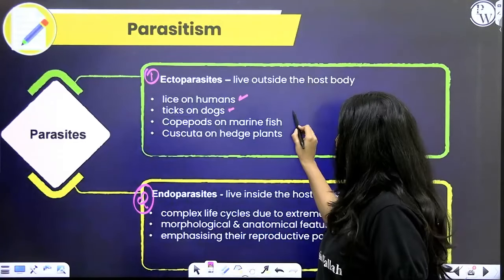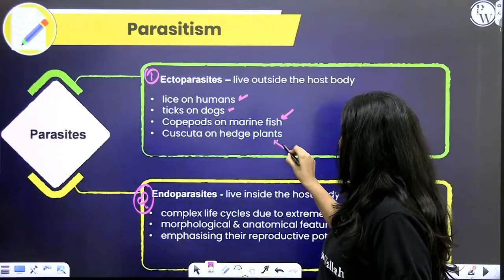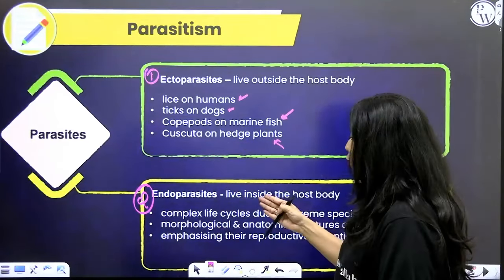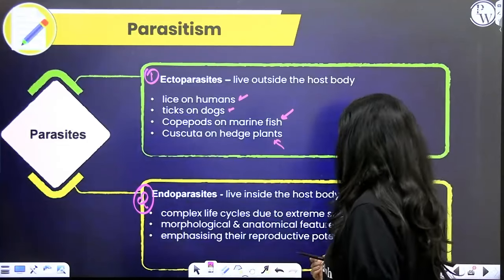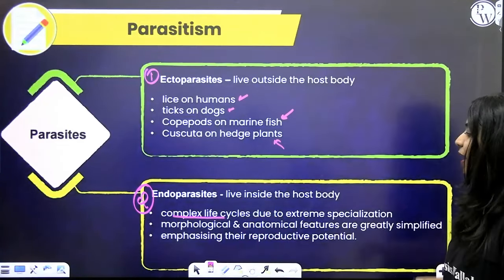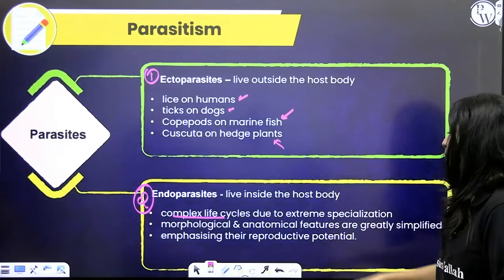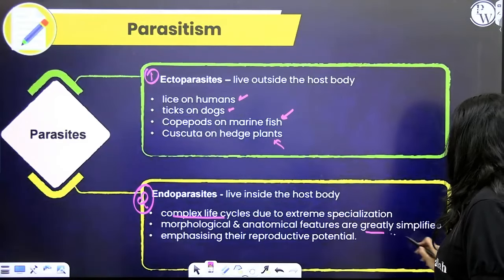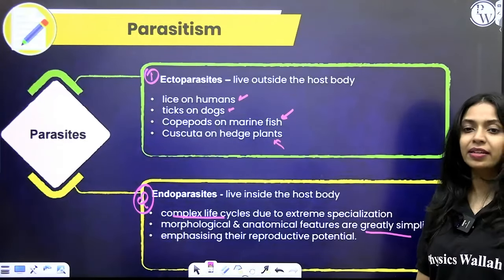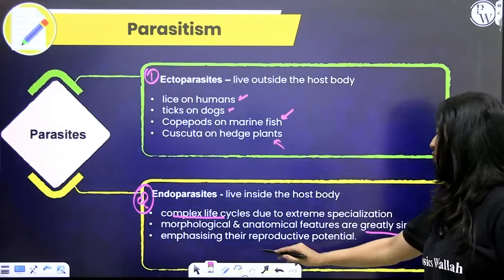So ticks, copepods on marine fish, cuscuta on hedge plants, these are present outside the body. Endoparasites live inside the organism. These endoparasites usually will have very complex life cycles and they will be extremely specialized. Their morphological and anatomical features will be greatly simplified, and instead they will focus their energy and emphasize on reproducing.